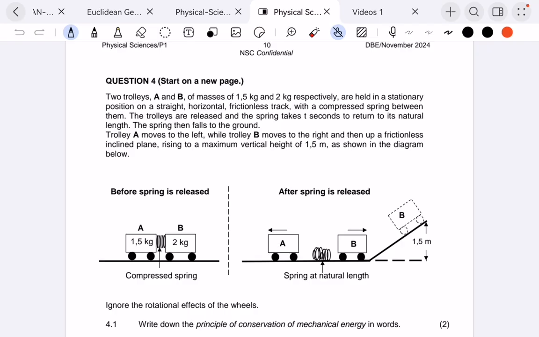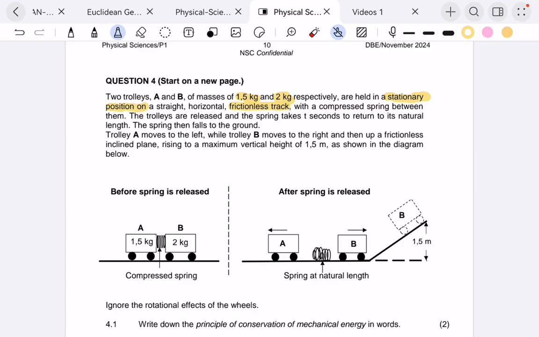They say two trolleys, A and B, of masses 1.5 kg and 2 kg respectively. So I can highlight their masses. They are held in a stationary position, keyword stationary position, on a straight, horizontal, frictionless track, with a compressed spring between them. The trolleys are released and the spring takes 10 seconds to return to its natural length.